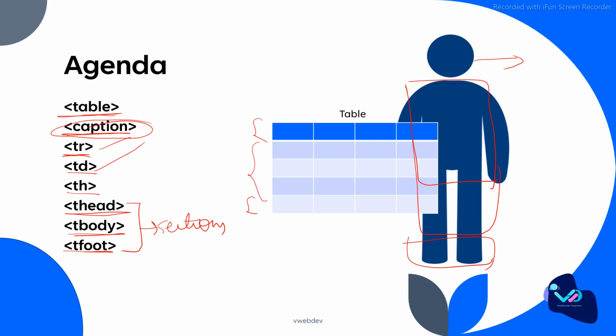This caption element gives the title of the table. It can be placed at the top of the table and also at the bottom of the table by using the attributes that are specified inline to the caption's opening tag.